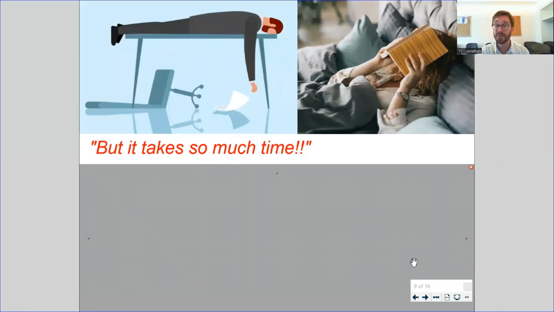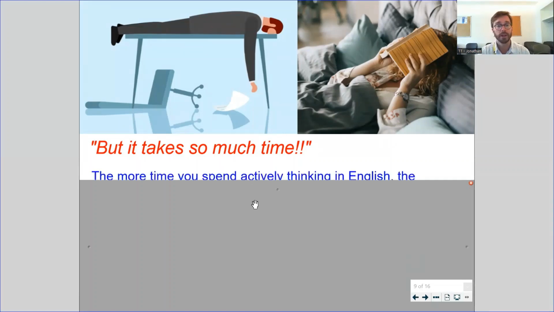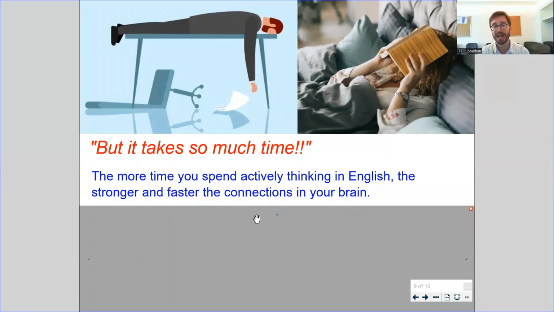Now, at this point, most students will say, oh, but this takes so much time. It's so boring. It's so time consuming. Now, time is actually one of the things you need to spend if you're going to learn a language. The more time you spend actively thinking in English, the stronger and faster the connections in your brain.